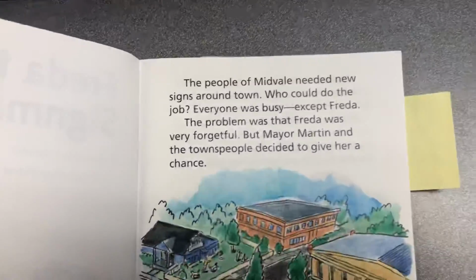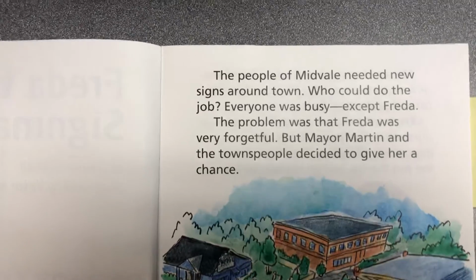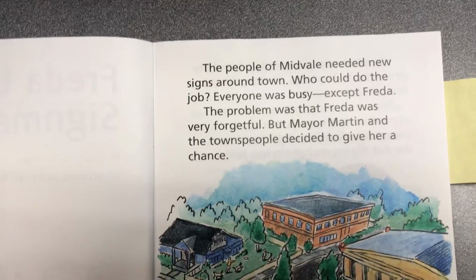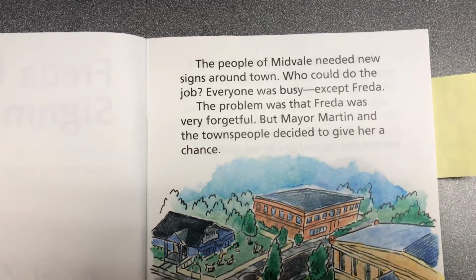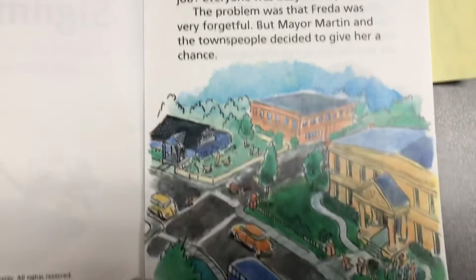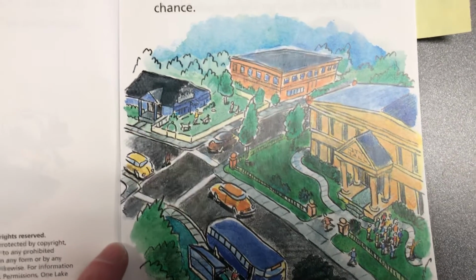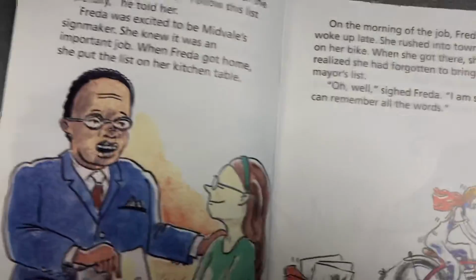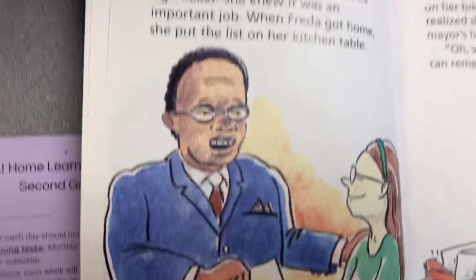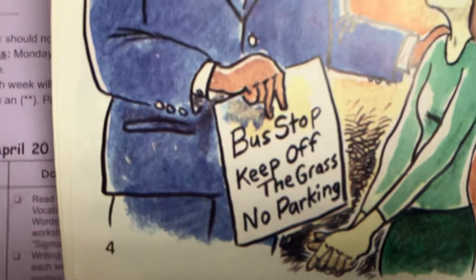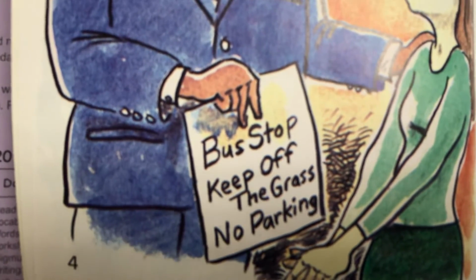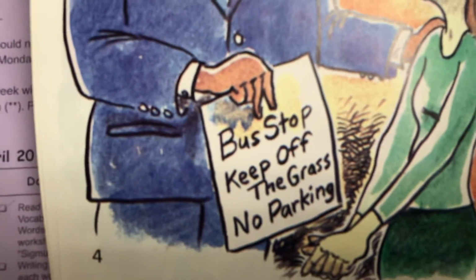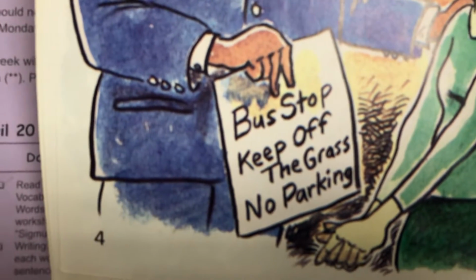So here's the town, and it's called Midvale. It starts out, the people of Midvale needed new signs around town. So that kind of talks about the main idea, what the story is mostly about. And there's a picture of Midvale. So her first problem comes when she forgets the list of signs the mayor gave her at home. So you could read the signs that she is supposed to be making for the town.